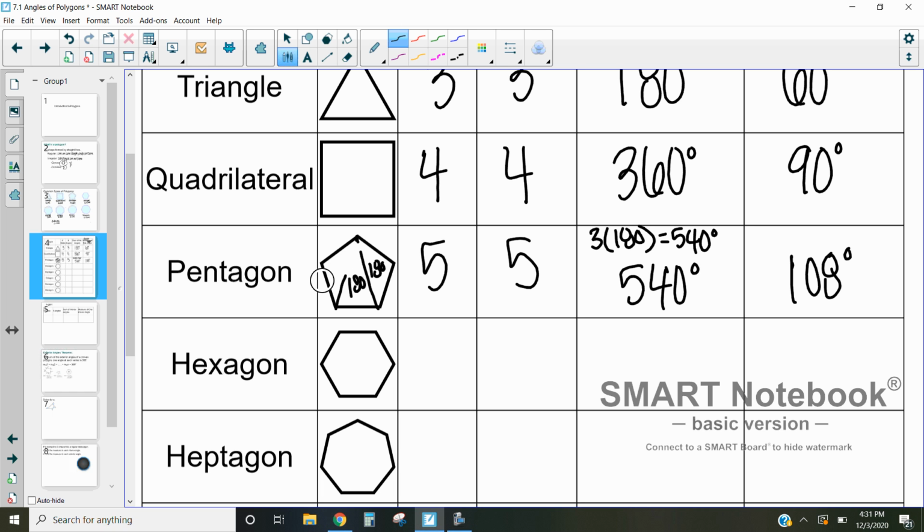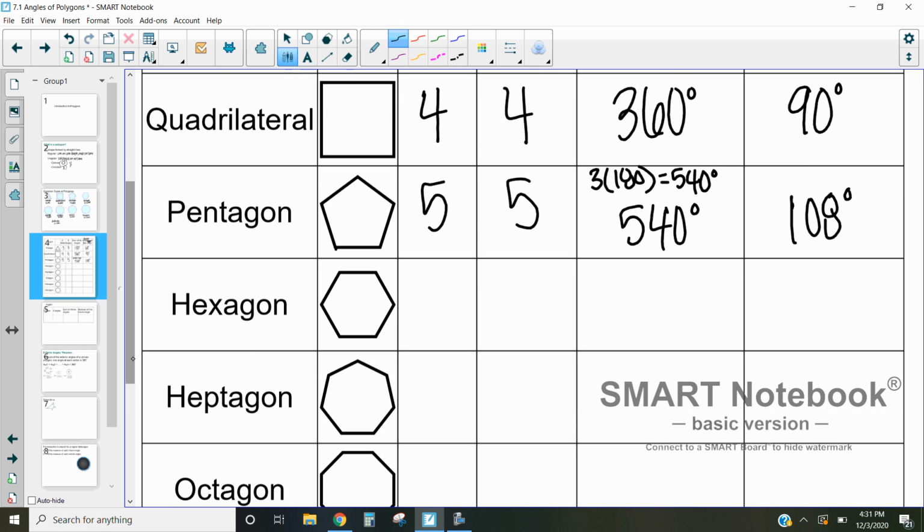Now, does that seem to make sense? If we kind of erase these lines here, you can see that this looks like it's greater than 90 degrees. Now, it's not fully 180, but it is bigger than 90. So we can do the same thing again, looking at our hexagon. So this has 6 sides, this has 6 angles.